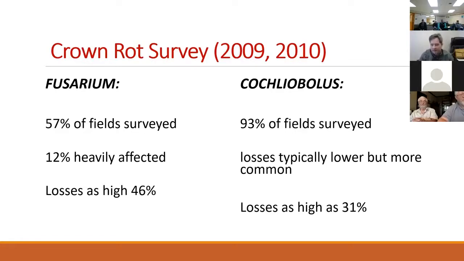57%, over half the fields, are affected by Fusarium, and 93% are affected by Cochleobolus. 12% of the Fusarium fields have infection rates that cause yield losses in excess of 20%. Cochleobolus has much lower losses typically, but it's much more common.